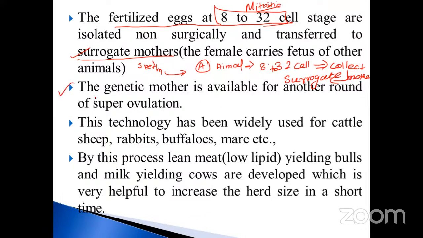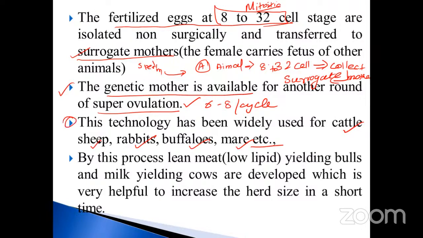So next, the genetic mother is available for another round of super ovulation. Genetic mother is also available for the super ovulation. Super ovulation, what is the meaning? 6 to 8 eggs per cycle. And then next, this technology has been widely used for cattle, sheep, rabbit, buffalo, mare, etc.